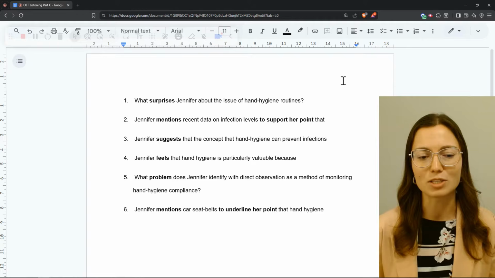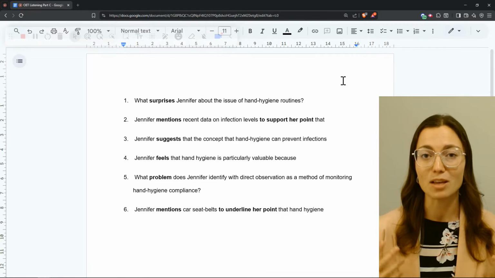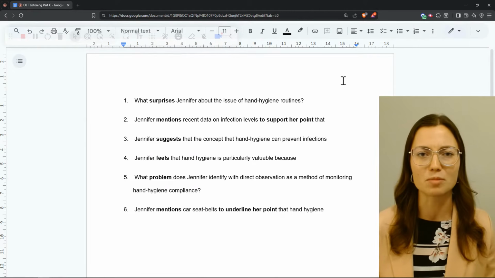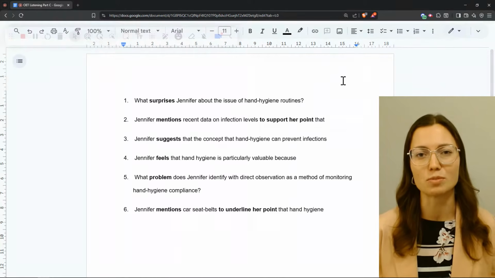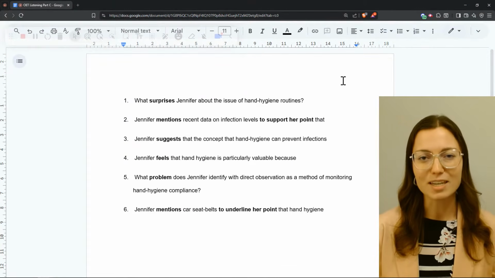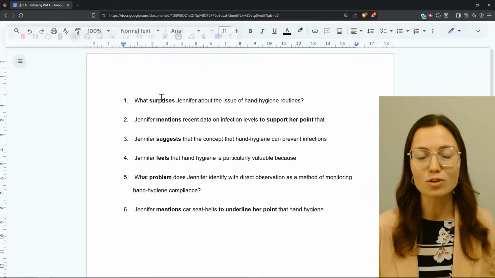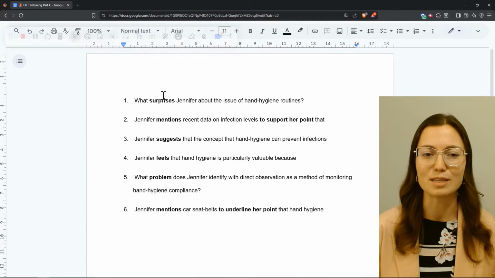Take a look at these questions on my screen, and these are from an OET listening practice exam. What do you notice about the questions? Well, you'll notice that I have bolded the verbs. Verbs are an essential part of answering these questions correctly because the verbs tell us what we are listening for.